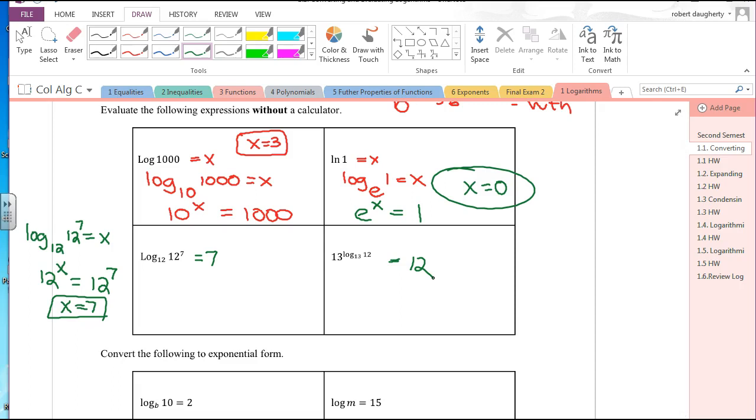Now this would not work if I write 12 to the log base 5 of 6. That does not equal 6. Why does that not equal 6? 12 to a power and the log base 5, are those inverses of each other? No, the bases have to be the same. But anytime I have 12 to a power and then I take log base 12, those are inverse functions, okay? So when you see something like this, 13 to the log base 13, you should just know, okay, exponent and log base 13, those are inverse functions. My answer is whatever that is right there, okay?